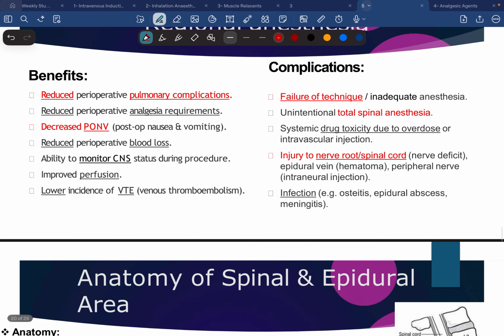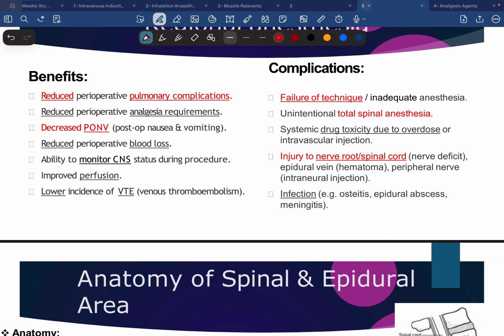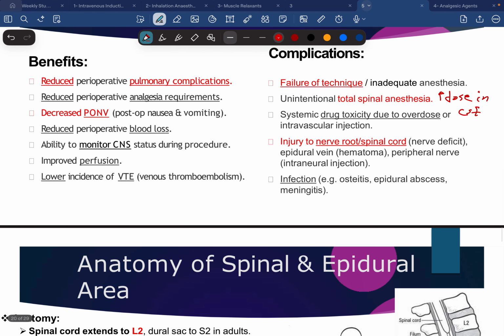Total spinal is injecting too much of the medication within the CSF, which makes the drug go higher and higher within the spinal cord, which might cause bradycardia or cardiac arrest, basically. Because the cardiac accelerators are at what levels? Spinal? Midbrain. Midbrain, respiratory center. Cardiac accelerators is more like T2.